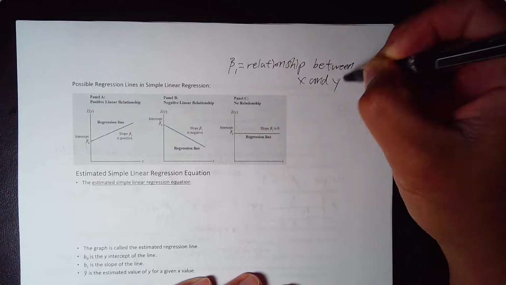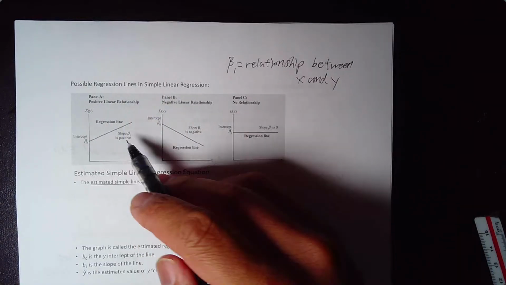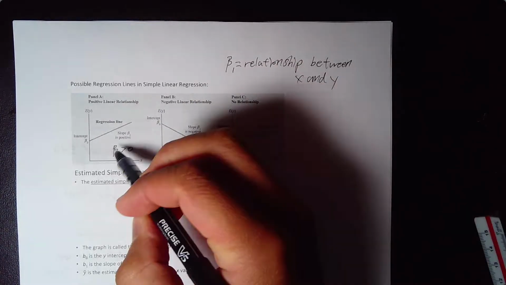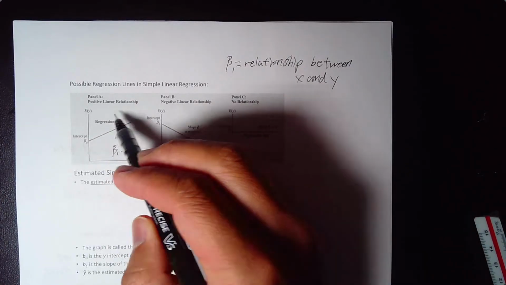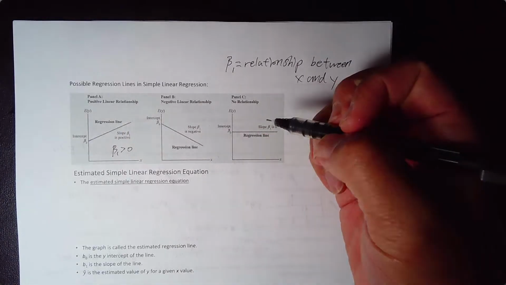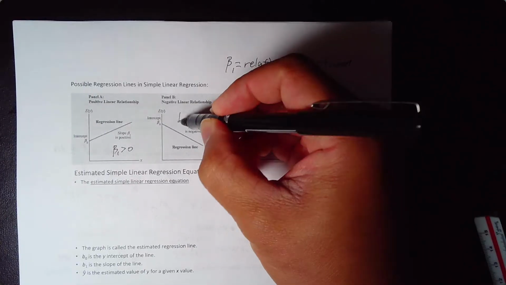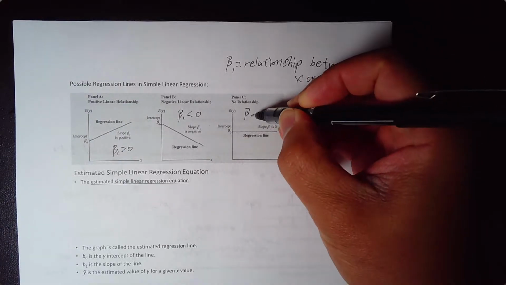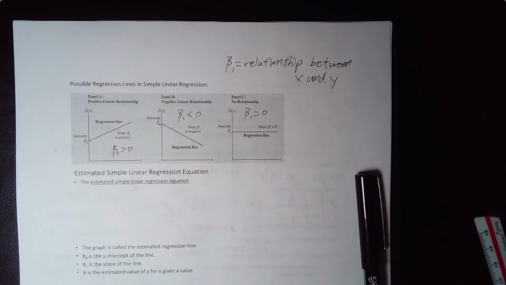Now, beta 1 could come in three forms. Beta 1 could be positive, greater than 0, which means there's a positive linear relationship going up this way. Or beta 1 could be negative, which means it's a negative relationship. Or beta 1 could simply be 0, which means there is no linear relationship between x and y.